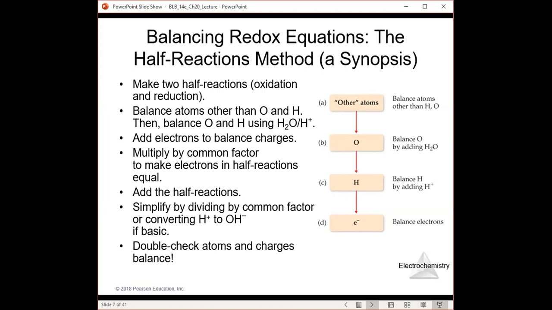Then you come back and balance using water and H+. Then you add your electrons to balance the charges. And just like in regular balancing, you have to multiply by a common factor to make the electrons in the half reactions equal, or convert H+ to OH- if it's basic, and then you just double check. Now, what we're going to do in the next few slides is go through this and see how this actually works.